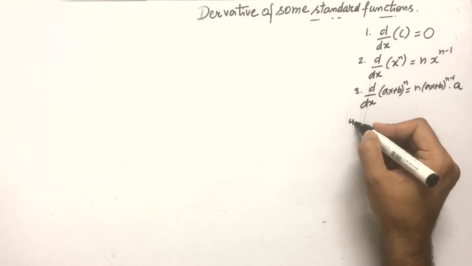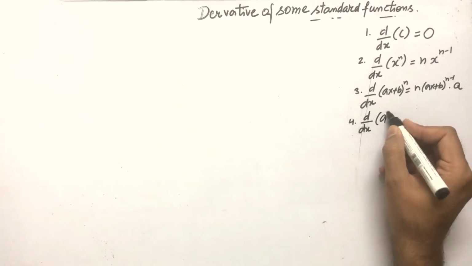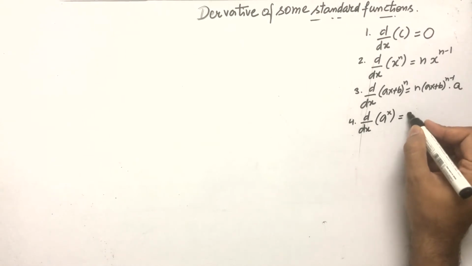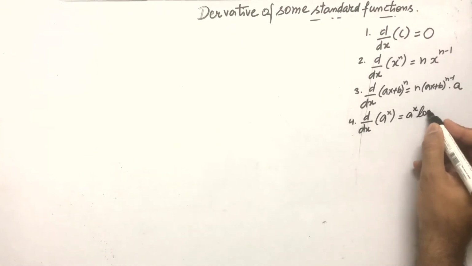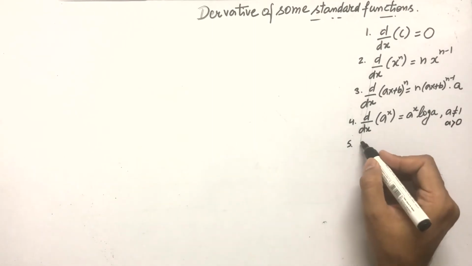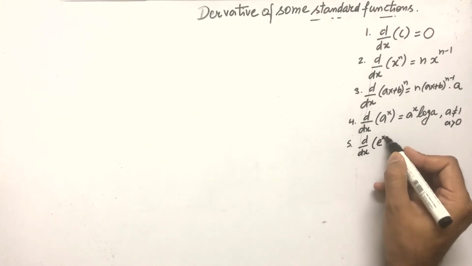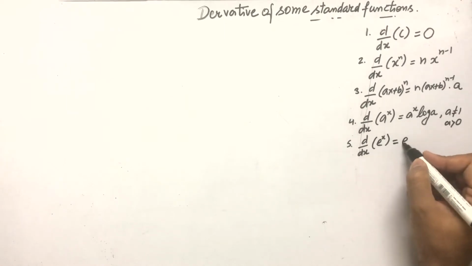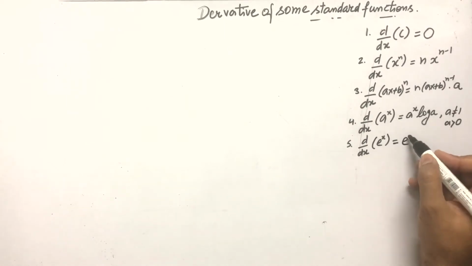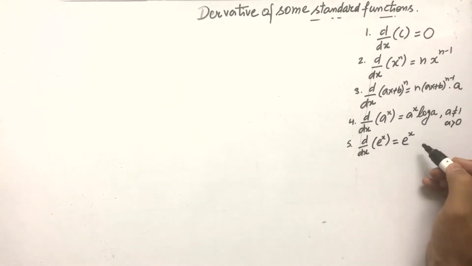And the fourth one is d by dx of a power x, that is a power x log of a, for a not equal to 1 and strictly greater than 0. Fifth is the derivative of e power x. Very easily we can put a equal to e, we get e power x, and log of e is equal to 1.